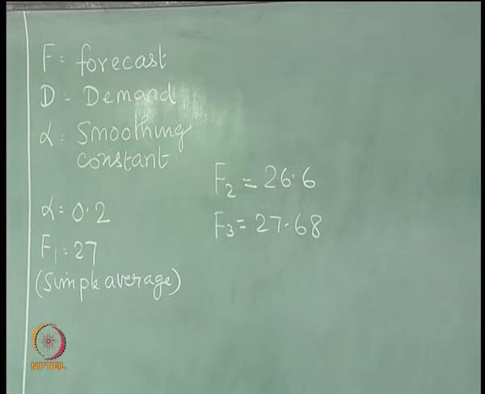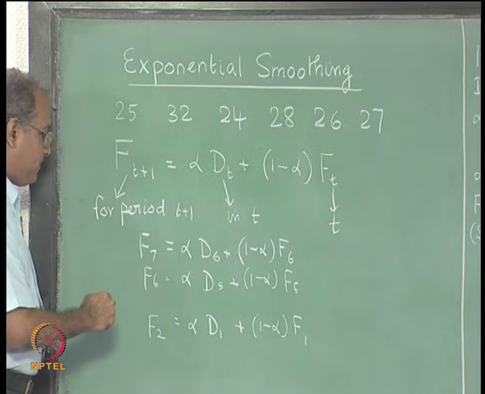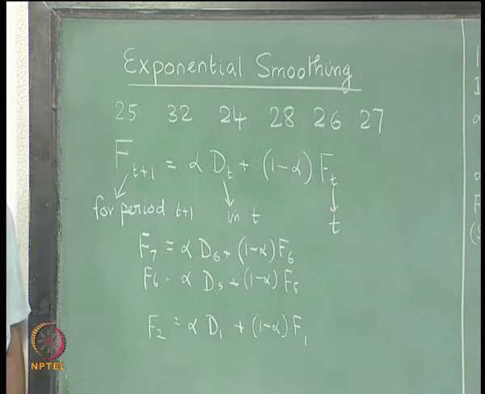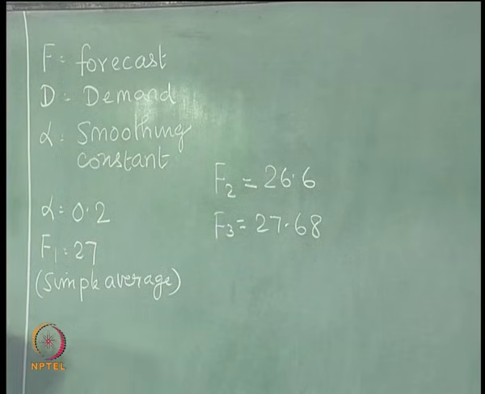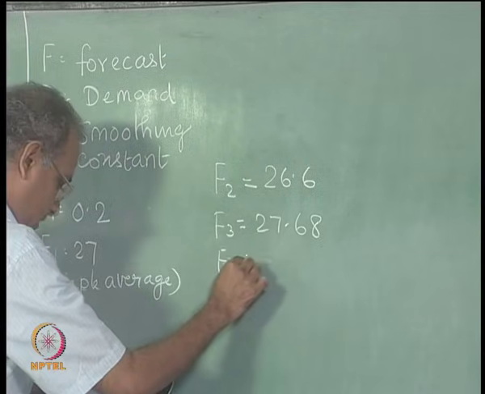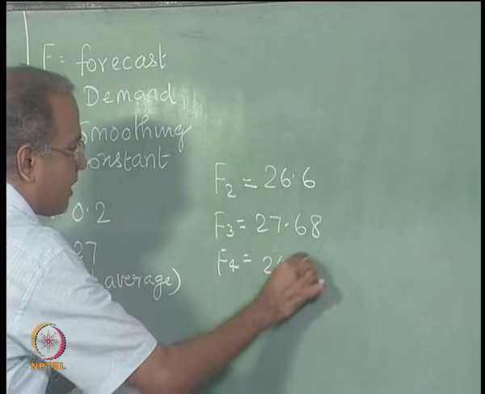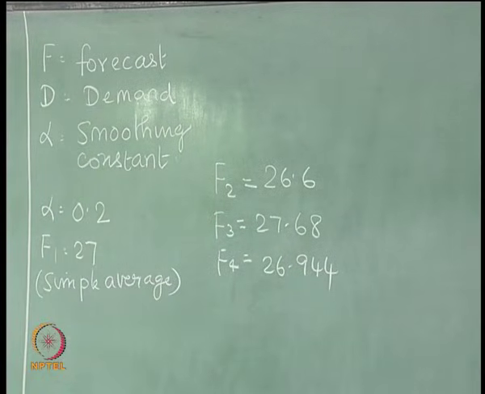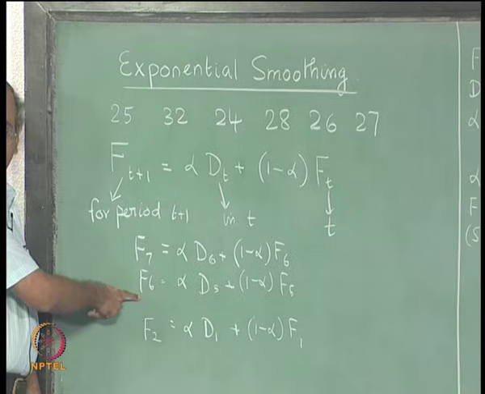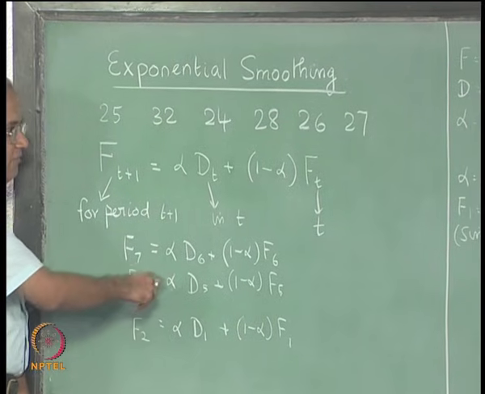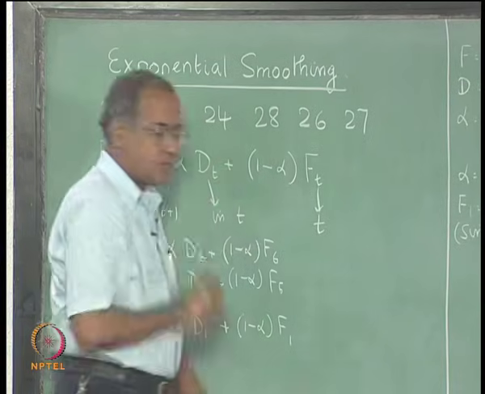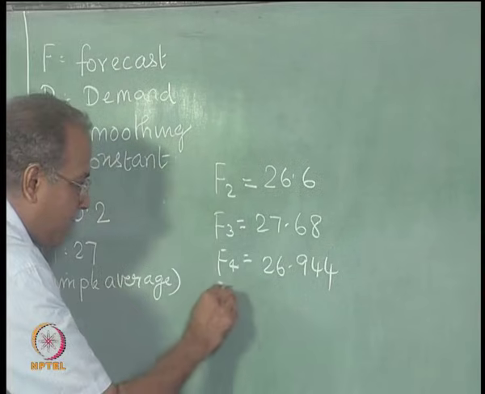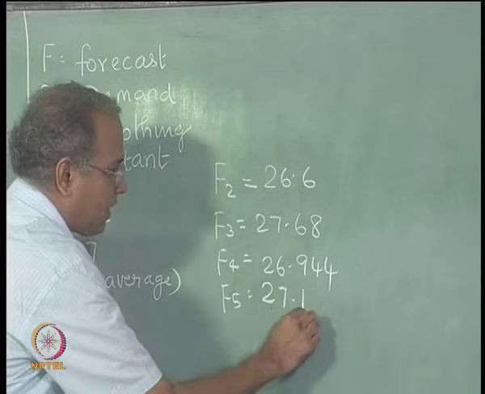Now F4 is equal to alpha D3 plus 1 minus alpha F3. So F4 is 0.2 into 24 plus 0.8 into 27.68, and F4 will become 26.944. F5 is alpha into D4 plus 1 minus alpha into F4. So it is 0.2 into 28 plus 0.8 into 26.944, and F5 will become 27.1552.